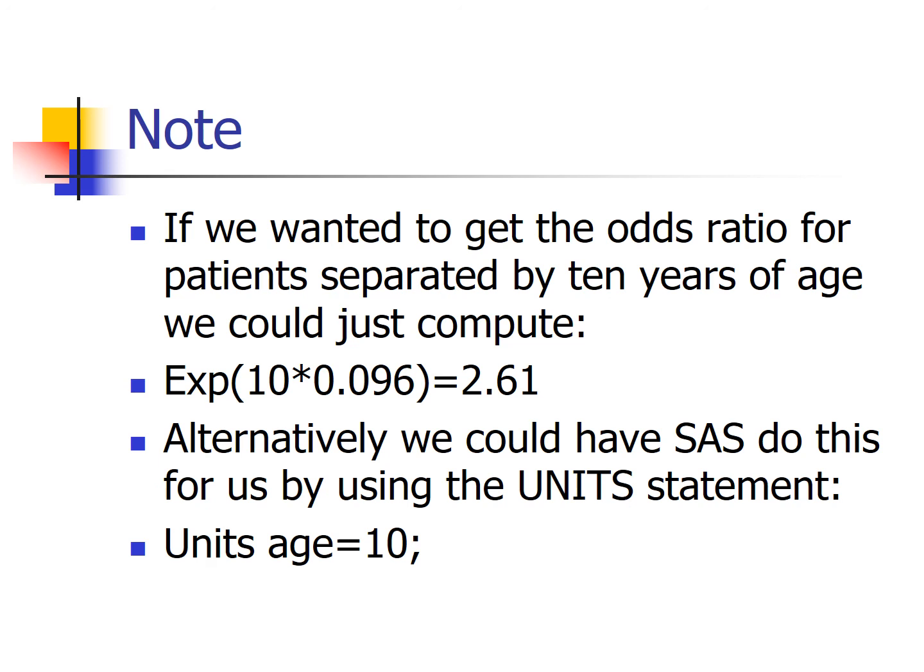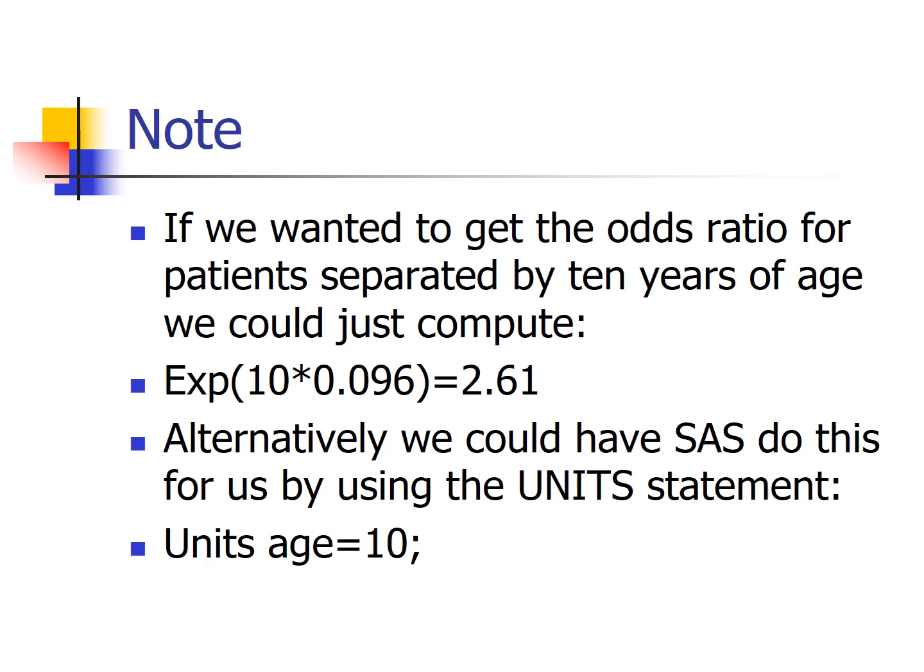So in this example, we would do 10 times 0.096, exponentiate that, verify in Chrome that that's 2.61. Maybe you could do it in Microsoft Edge. I don't know. Give it a try. Let me know. And so then we would say something like, for every 10 years you age, the odds of getting the disease increase by 161%.